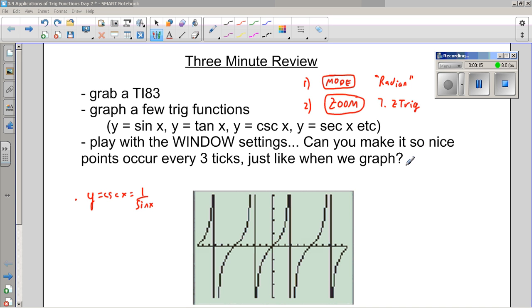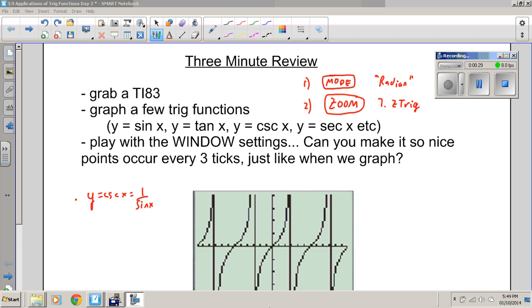The 3-minute review isn't really an application, but it'll get the graphing calculators warmed up for us. So hopefully you tried to do this, and really it's fairly natural what you would do, but I want to answer some of this stuff down here, show you maybe a few hints and tricks.